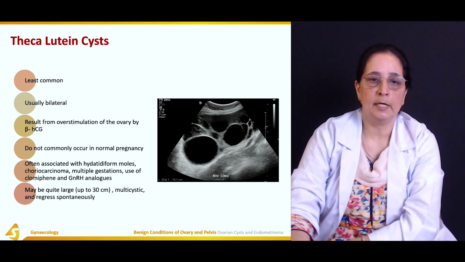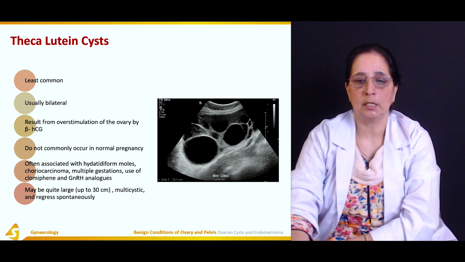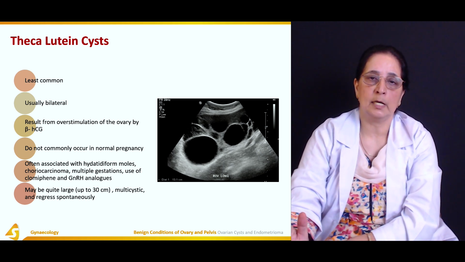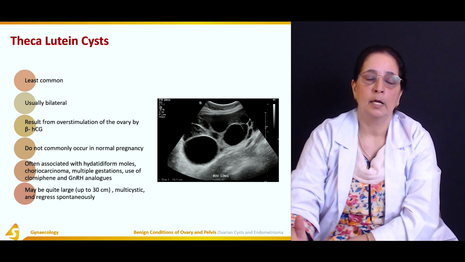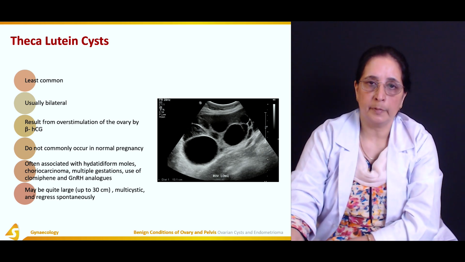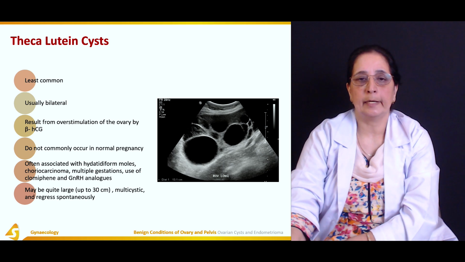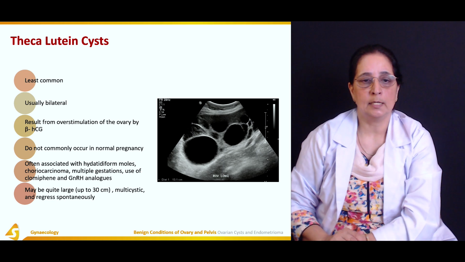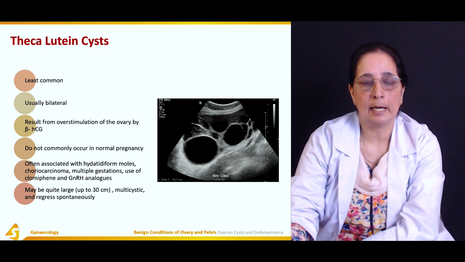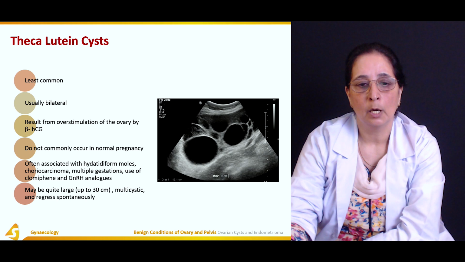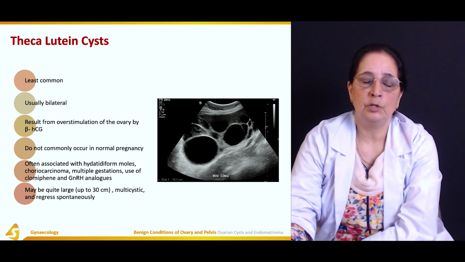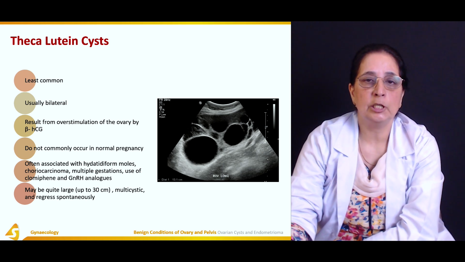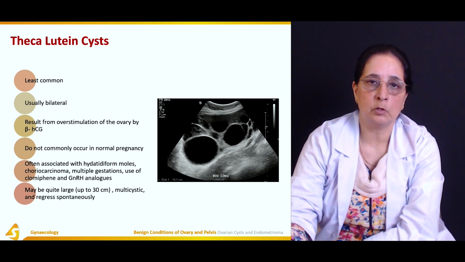Now the third type is the theca lutein cyst. Theca lutein cyst is the least common. So first we said was the follicular cyst, most common. Then the corpus luteum cyst was the second, and then the theca lutein cyst is the least common cyst. It is usually bilateral, so it is present on both sides. It is usually due to overstimulation of the ovary by HCG, human chorionic gonadotrophin.